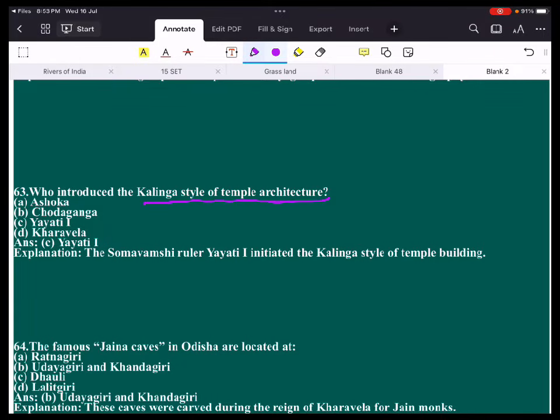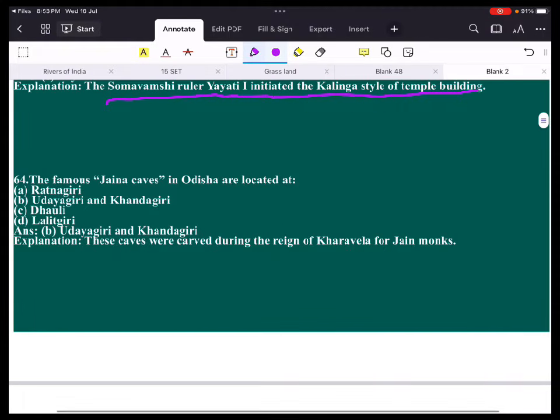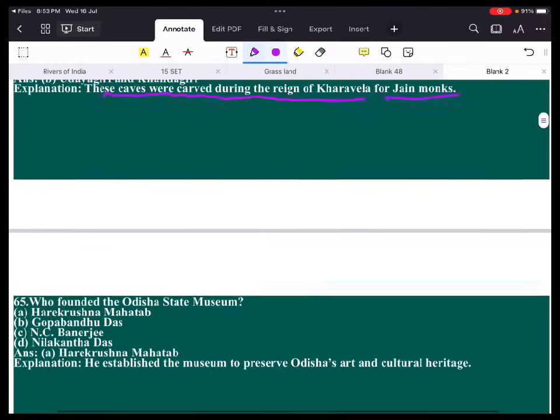Who introduced the Kalinga style of temple architecture? That is option C, Yayati I. The Somavanshi ruler Yayati I initiated the Kalinga style of temple building. Question number 64. The famous Jaina caves in Odisha are located at Udayagiri and Khandagiri. Option B. These caves were carved during the reign of Kharvela for Jain monks.